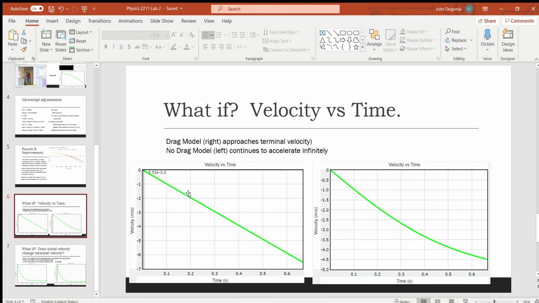Meanwhile, with the no-drag model, you can see it's constant. Nothing's slowing it down. It's just going to keep accelerating towards infinite negative velocity because there's no slowing down. It's just the acceleration.